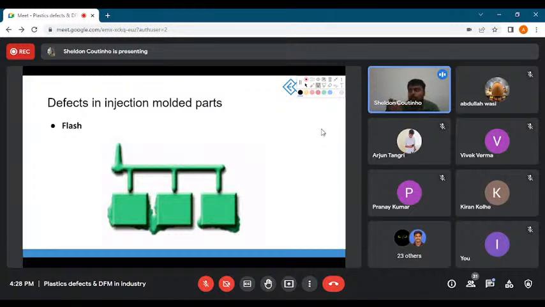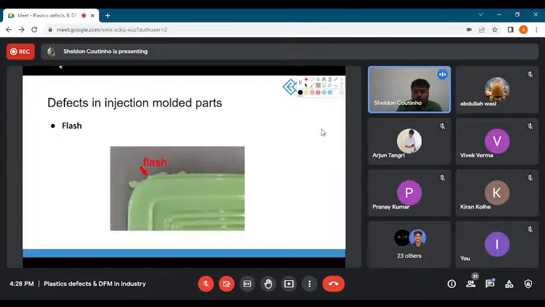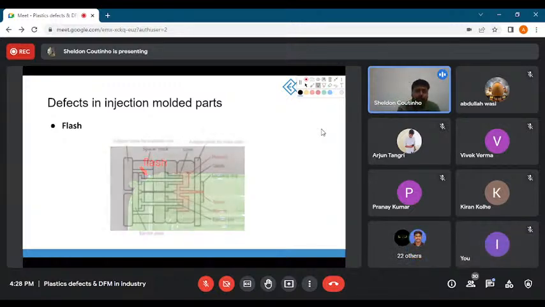Then there are a couple of children's toys. That's where you'll see this flash very prevalent. So Arjun has raised a very good point about mismatch of molds. Mismatch I'll come to a little later. Let's consider now both these molds close exactly at exact points.